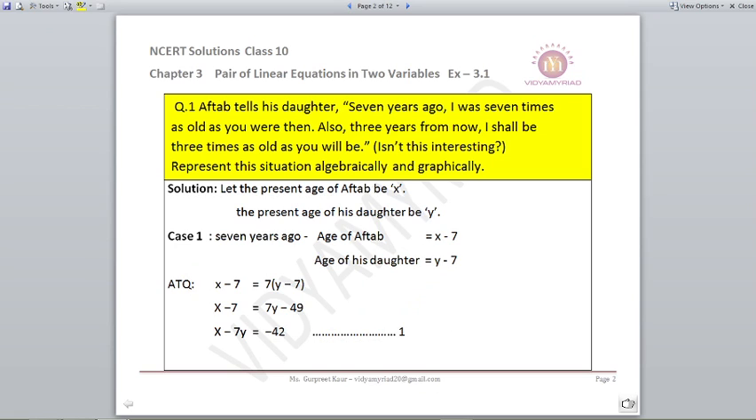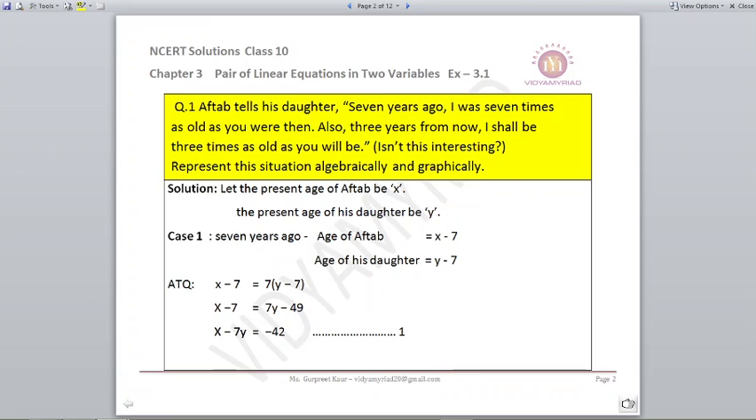Question number 1. Aftab tells his daughter, 7 years ago, I was 7 times as old as you were then. Also, 3 years from now, I shall be 3 times as old as you will be. Represent this situation algebraically and graphically.